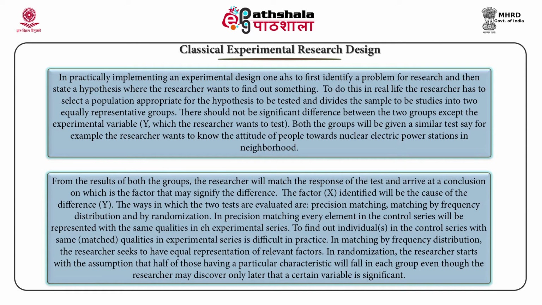The ways in which the two tests are evaluated are precision matching, matching by frequency distribution, and randomization. In precision matching, every element in the control series will be represented with the same qualities in the experimental series. To find individuals in the control series with the same qualities as in the experimental series is difficult in practice. In matching by frequency distribution, the researcher seeks to have equal representation of relevant factors. In randomization, the researcher starts with the assumption that half of those having a particular characteristic will fall in each group, even though the researcher may discover only later that a certain variable is significant.